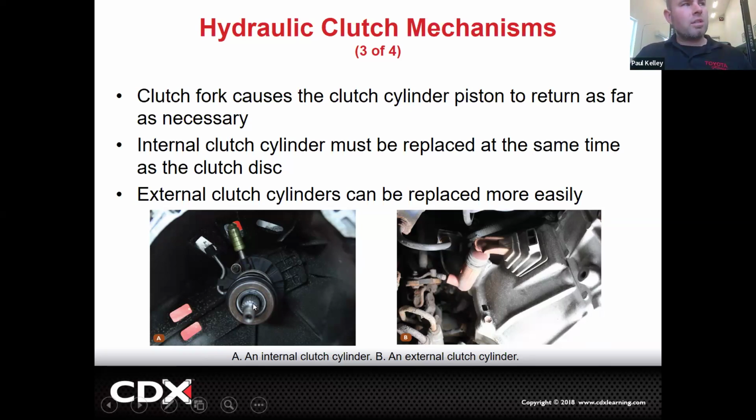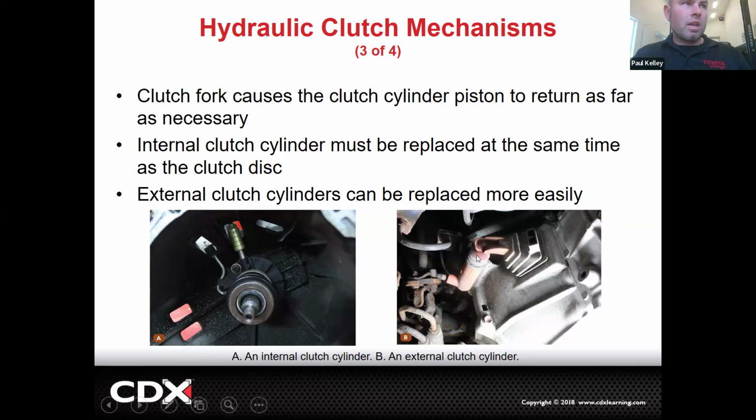If this slave cylinder leaks, you have to take the transmission out because it goes around the input shaft. You need to be able to pull it off the input shaft. You absolutely need to have it out. Right, so just a different design. In fact, with this one you'd have to pull the clutch disc and all sorts of stuff too. So different designs, positives and negatives of each.